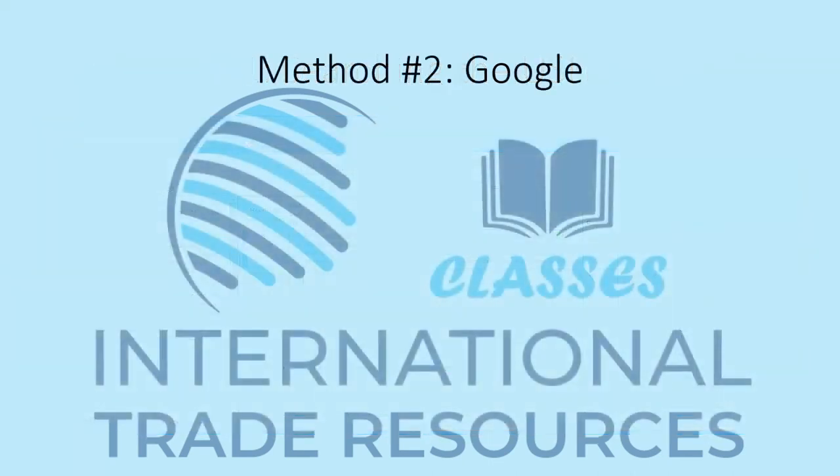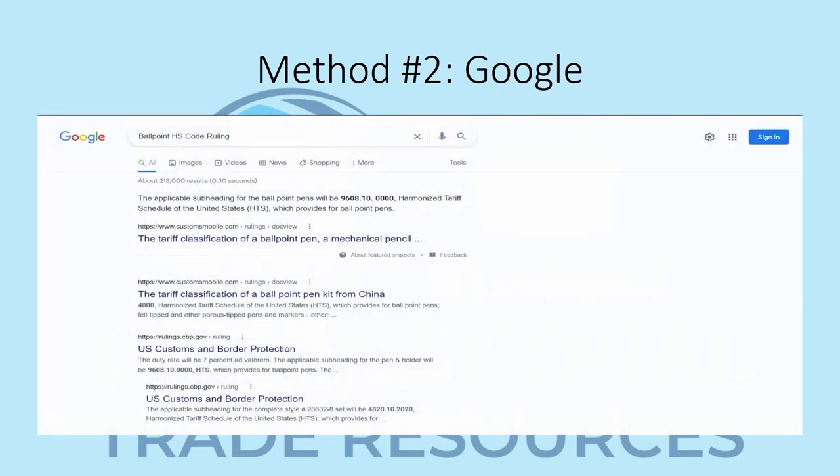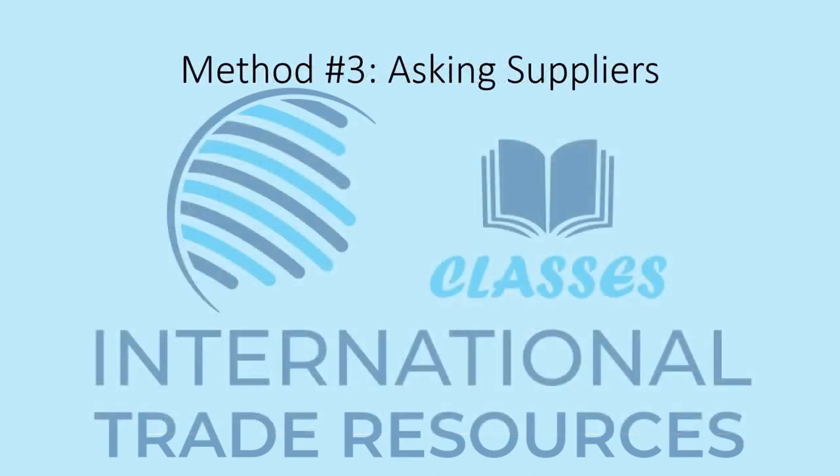The next method is just Googling it. If you just go on Google and search ballpoint pen HS code ruling, or as you can see here, ballpoint HS code ruling, you'll get a lot of results for the HS code for ballpoint pen. As you can see right here at the top, it is the same HS code as we found on the government's website.